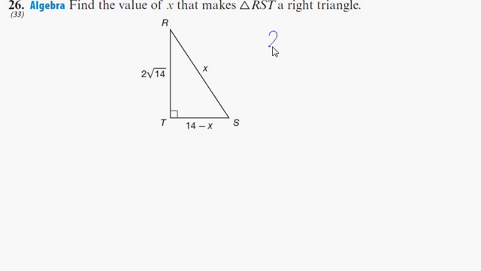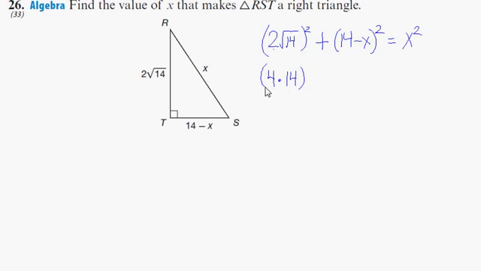Okay, so we have 2 times the square root of 14 squared, and then we have plus 14 minus x squared equals x squared. Now, this part here shouldn't be too hard. 2 times 2 is 4, okay? So we have 4, and then square root of 14 times square root of 14 is 14. So that's 14 times 4. That's the squared version of this, okay?